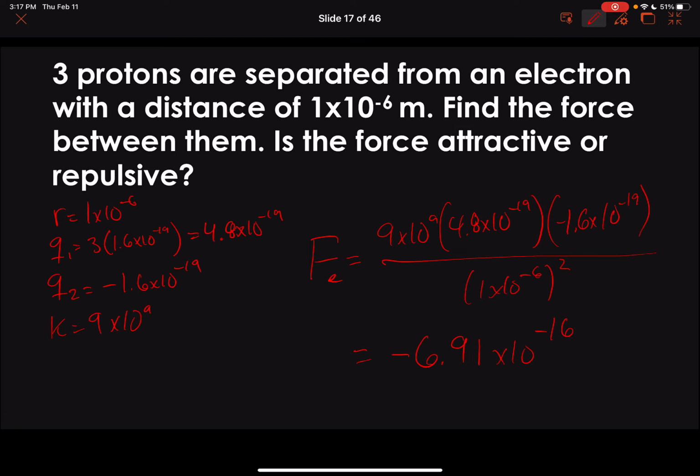And I'm going to go ahead and double check my calculator, make sure I typed it in right. 9 times 10 to the 9 times 4.8 times 10 to the negative 19 times negative 1.6 times 10 to the negative 19 divided by, open parentheses, 1 times 10 to the negative 6, squared. Should be good. That answer looks about right. And this is in newtons. And it looks like a really small number. It is a small number. Well, it's protons and electrons. They're not going to get a lot of force.